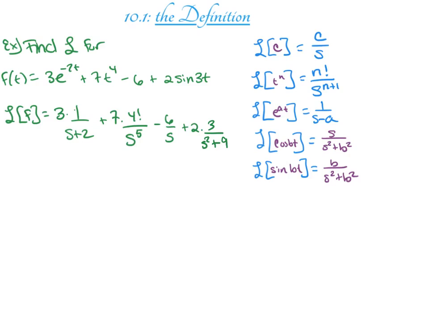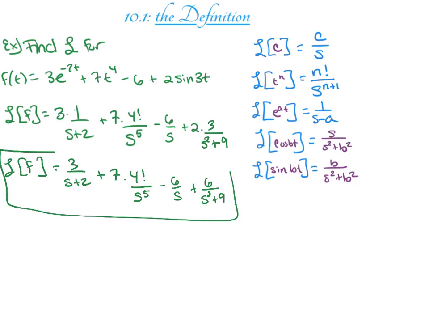If you want to clean it up and write the Laplace transform as 3 over s plus 2, I would just leave this as 7 times 4 factorial. Don't worry about writing 4 factorial out. Over s to the 5th minus 6 over s plus 6 over s squared plus 9. Cool.